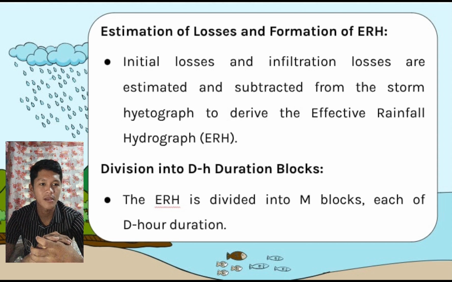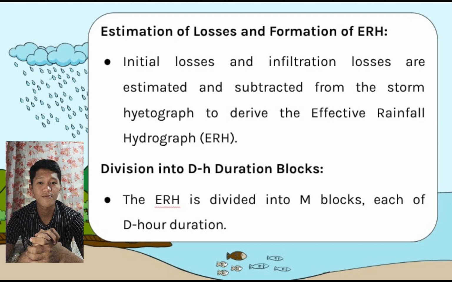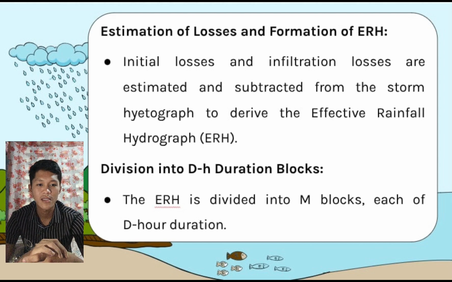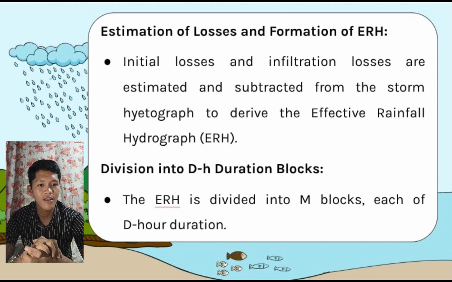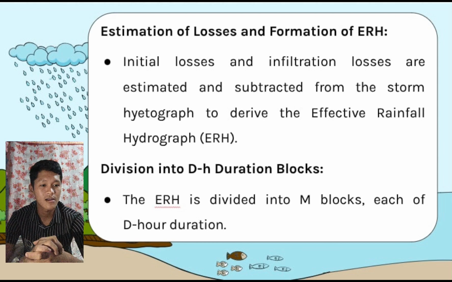Estimation of losses and formation of the ERH, or shall we say effective rainfall hyetograph. So initial losses and infiltration losses are estimated and subtracted from the storm hyetograph to derive the effective rainfall hyetograph, or the ERH. Division into the D-hour duration blocks. So the effective rainfall hyetograph is divided into M blocks, each of D-hour duration.